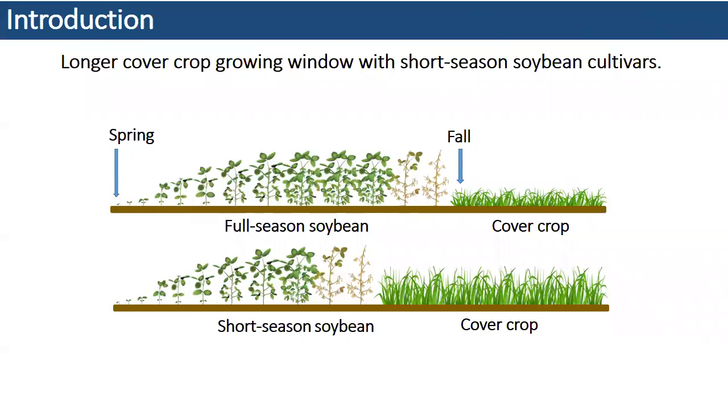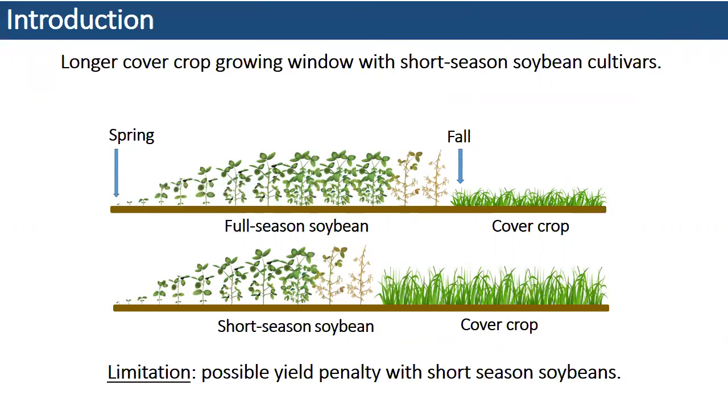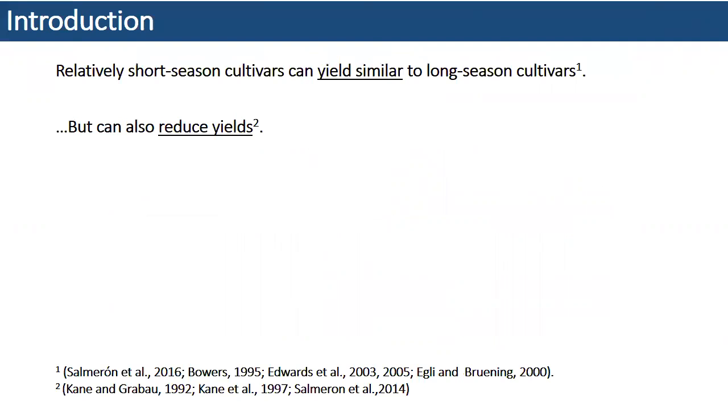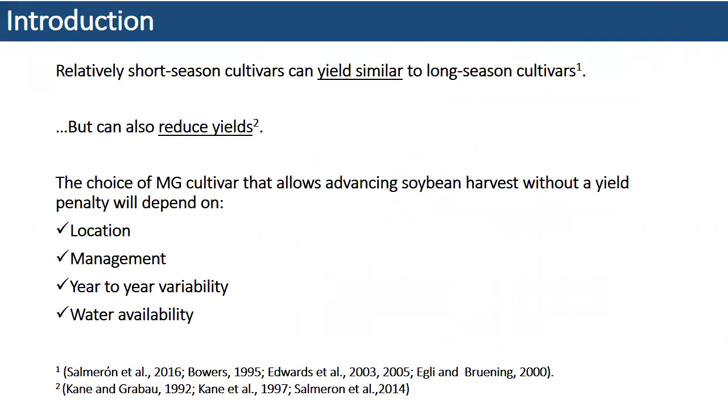There is a potential management adaptation where we can use short season soybeans to advance cover crop planting date, increasing its growing window and biomass production. One limitation of this practice is that using short season soybeans might lead to lower yields. Several soybean maturity group studies have concluded that short season soybeans can reach similar yields to long season soybeans, but other studies have shown otherwise.